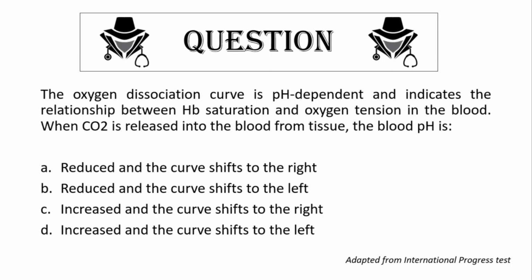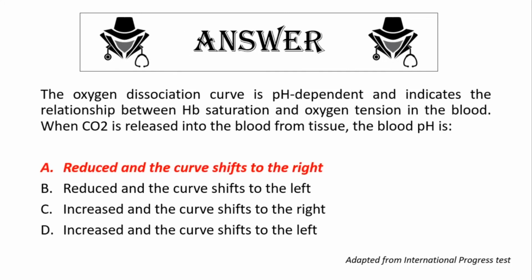So this is a two-part question. We need to know what the blood pH is and how the curve will shift. So CO2 is released, and in the blood, the CO2 level will be raised. From that, we know if we have a raised CO2 level, we will have a right shift, the R with R. How about the blood pH? CO2 will affect the blood pH by reducing it. So the answer will be A. The blood pH is reduced and the curve shifts to the right.